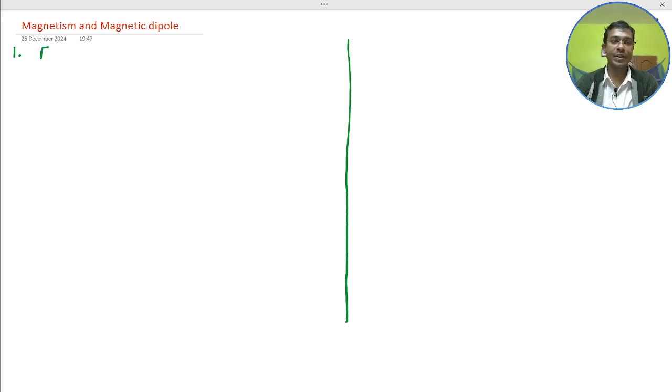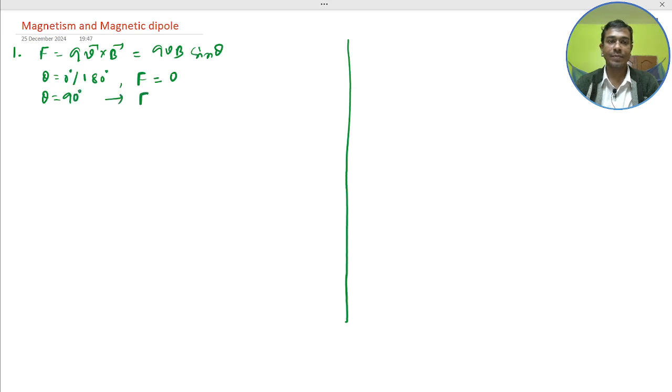So Lorentz force is defined as F equal to q v cross B. So basically this would be qvB sin theta, and for theta 0 degree or 180 degree, the F would be 0, minimum, and for theta 90 degree, the F would be qvB.